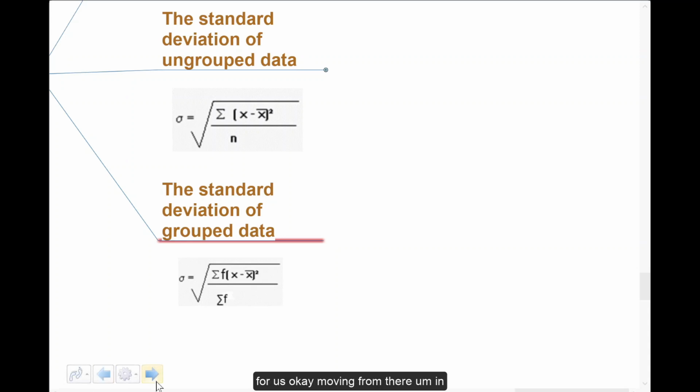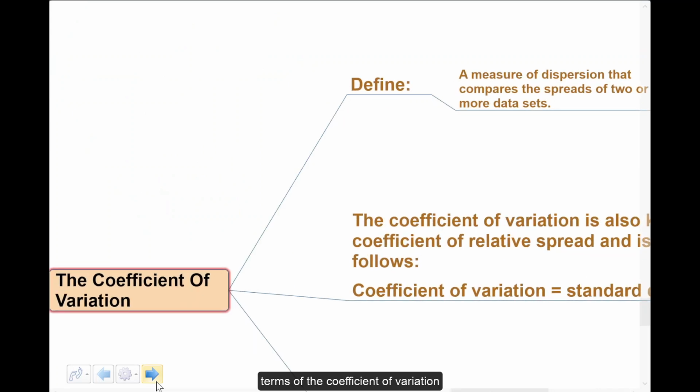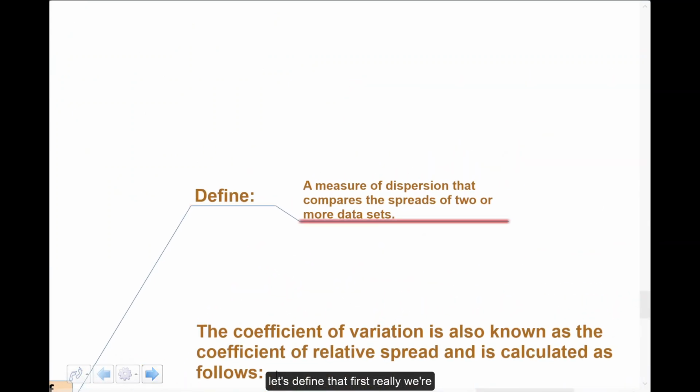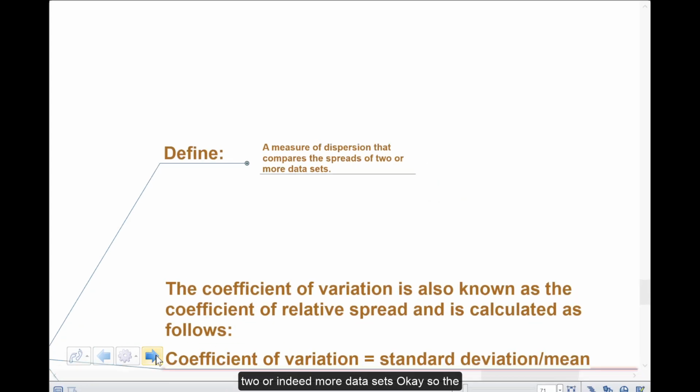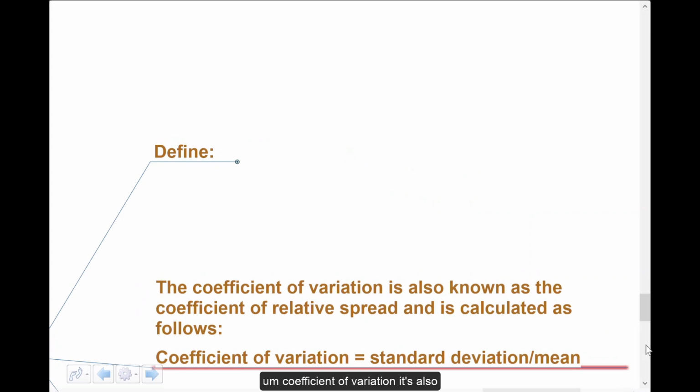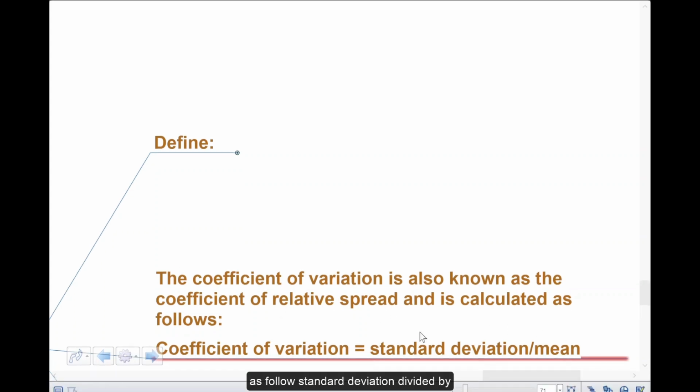Okay, moving from there, in terms of the coefficient of variation, let's define that first. Really, we're talking about two data sets, a measure of dispersion that compares the spreads of two or indeed more data sets. Okay, so the coefficient of variation, it's also known as the coefficient of relative spread. Okay, and it's calculated as follows: standard deviation divided by the mean.